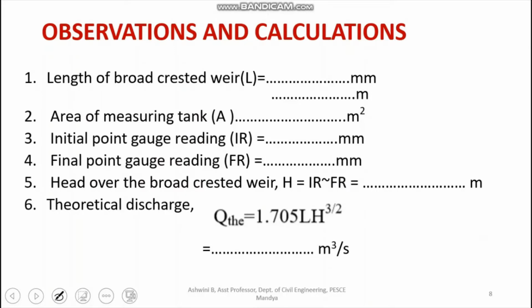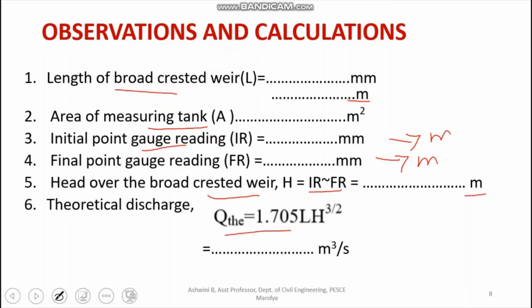This is the observation and calculation part. First we have to measure the length of the broad-crested weir and note that down in meters, and then calculate the area of the measuring tank by knowing the length and width of the measuring tank. Then we have to note down the initial point gauge reading, and convert it into meters. Similarly you have to note down the final point gauge reading, and convert that also to meters, and then calculate the head over the broad-crested weir, that is, take the difference of the initial reading and final reading and note the head over the broad-crested weir in meters.